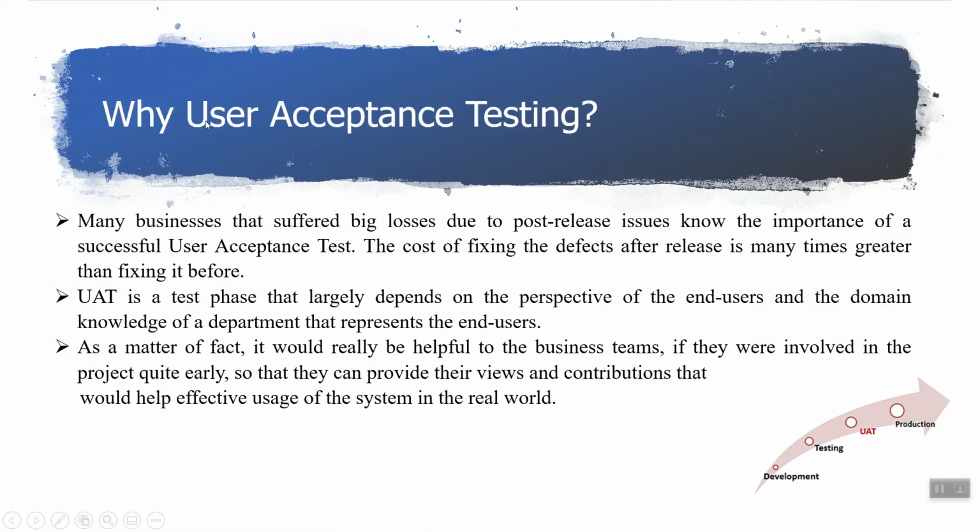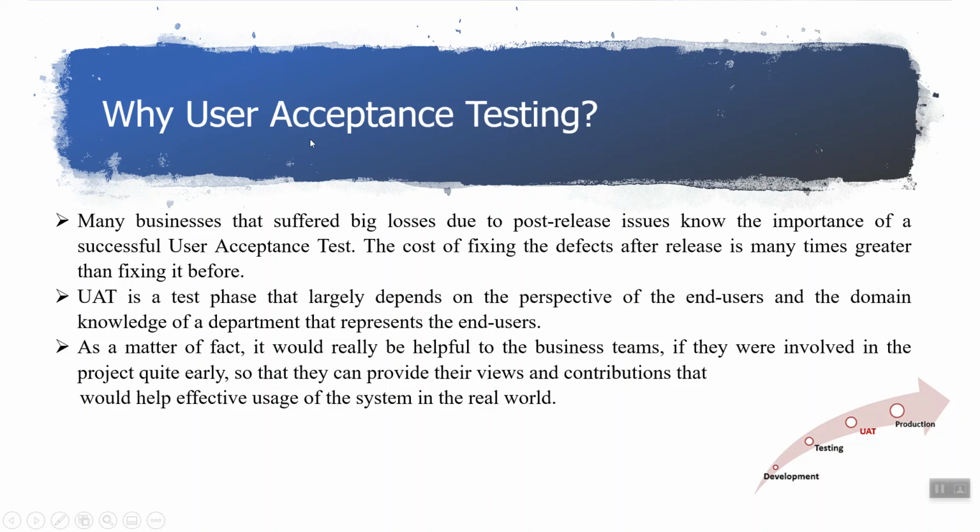So the next is why we do user acceptance testing. There are many businesses that suffered big losses due to post-release issues, so they know the importance of a successful user acceptance test. The cost of fixing defects after release is many times greater than fixing them before. So here UAT is a test phase that largely depends on the perspective of the end users and the domain knowledge of a department that represents the end user. It would really be helpful to the business team if they were involved in the project quite early so that they can provide their views and contributions, and that would help the effective use of the system in the real world. That's why we use user acceptance testing.